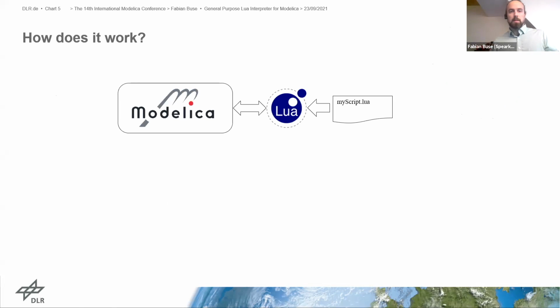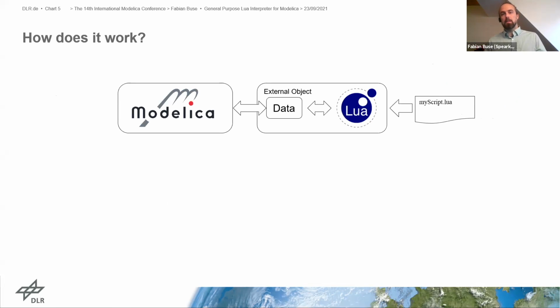Then how does our implementation work? So on the one side, you have your Modelica model. On the other side, you have your script, and you need to put the interpreter somewhere in between. We did that by encapsulating the interpreter in an external object together with the data core, as we called it, where both sides can read and write to, since both of these things, the Modelica main thread and the Lua interpreter, run in a different thread, so it needed to be thread safe.